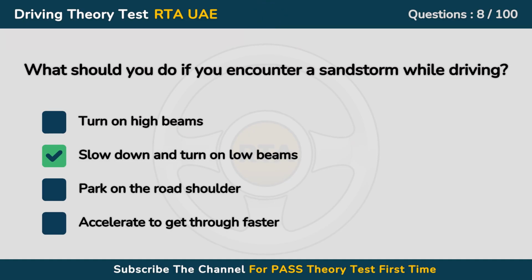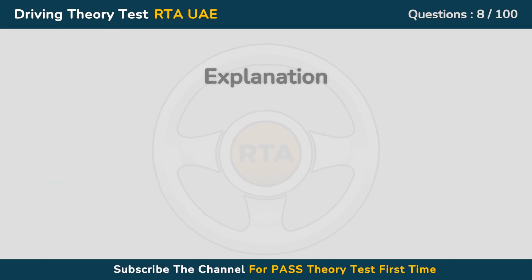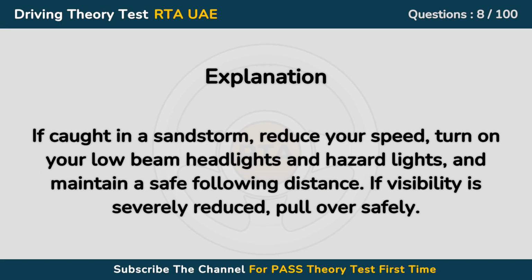Answer is B. Slow down and turn on low beams. If caught in a sandstorm, reduce your speed, turn on your low beam headlights and hazard lights, and maintain a safe following distance. If visibility is severely reduced, pull over safely.